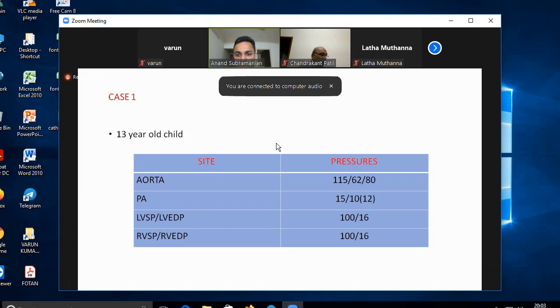You can see that his aortic pressure is normal for his age, and his PA pressures are also normal for his age. And if you look at the ventricular pressures, you note that the diastolic pressure is elevated in both the right and the left ventricles, and the systolic pressure is equal in both the ventricles. So what do you make of this kind of hemodynamic data in this patient?